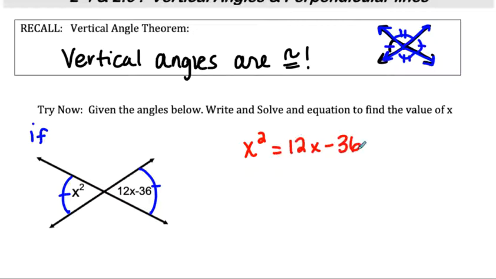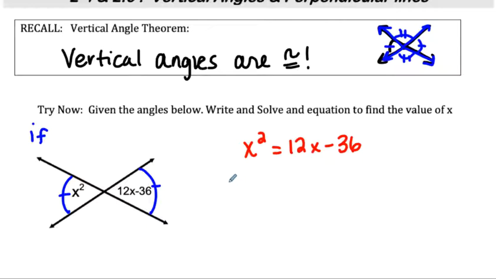Okay, so at this point you should be asking yourself, what type of equation do I have here? I can almost hear you say it. Thomas, you out there saying it? What is it? It is a quadratic equation. Okay, it's a quadratic equation, so we need to get it set equal to 0 and solve by factoring.